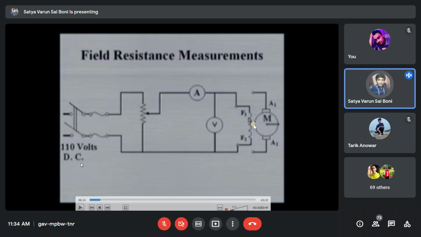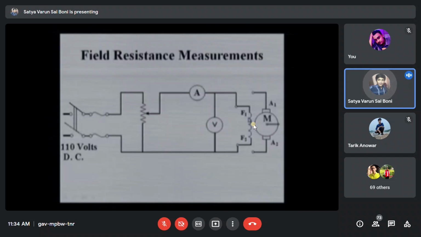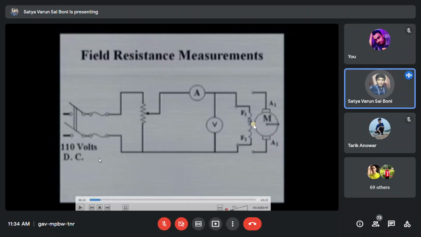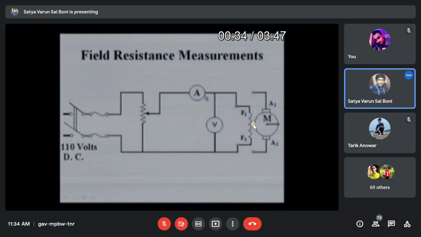Here we have 110 volts DC and a variac. We are varying this so that the voltage across the field winding will vary. We are varying the voltage in steps of 10 volts, from 0, 10, 20, 30 and up to 110 volts. At the same time, we are measuring the ammeter and voltmeter values, and these two values are used further in measuring the field resistance.